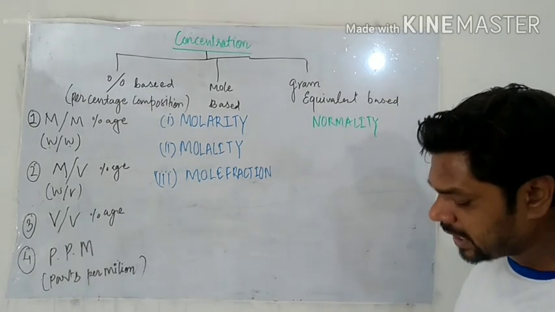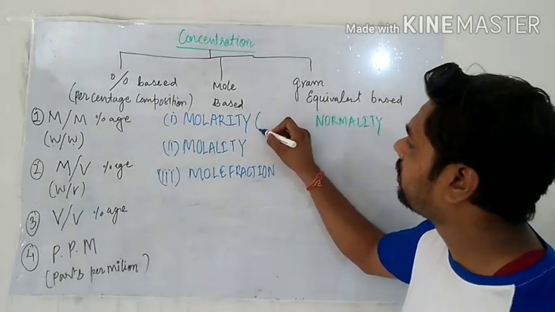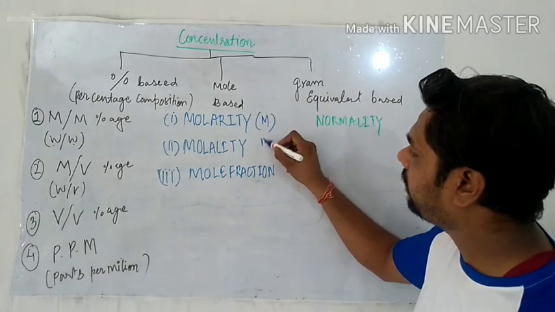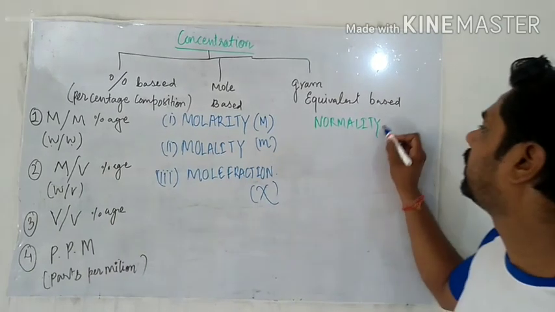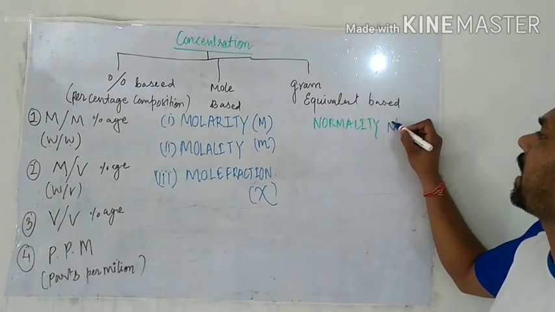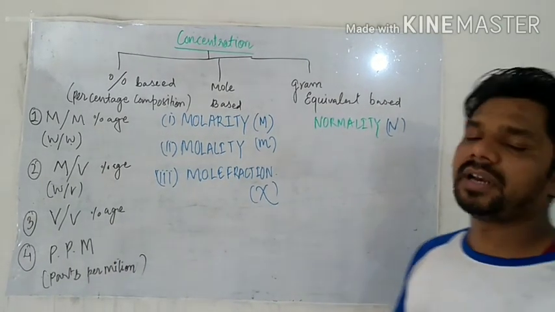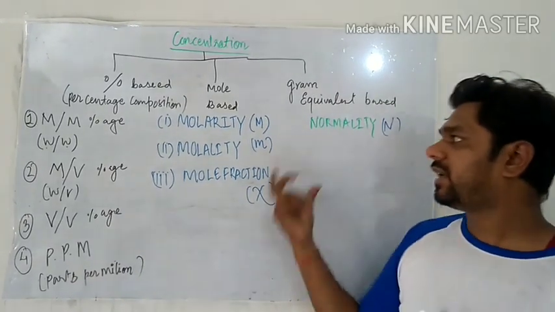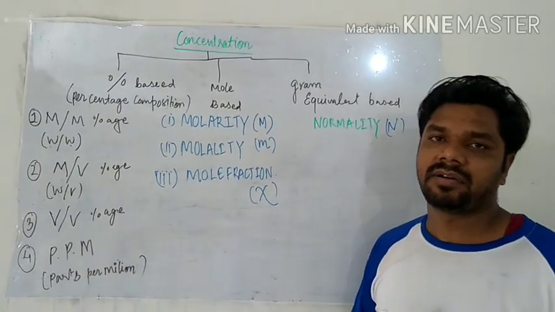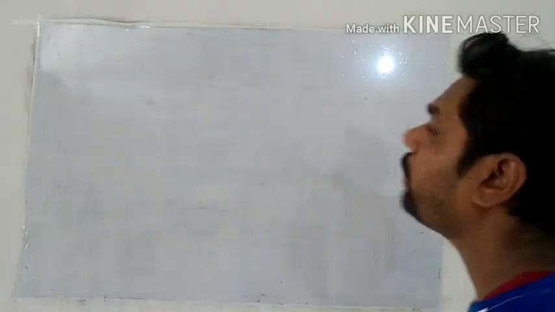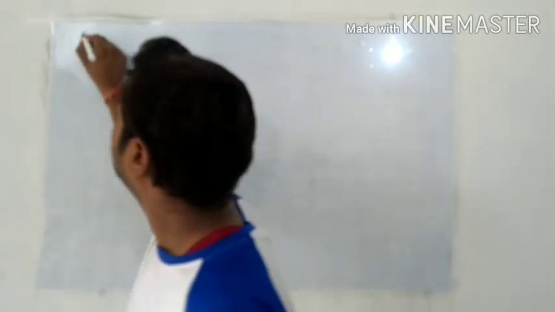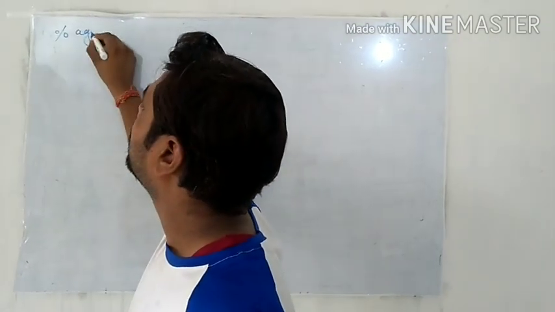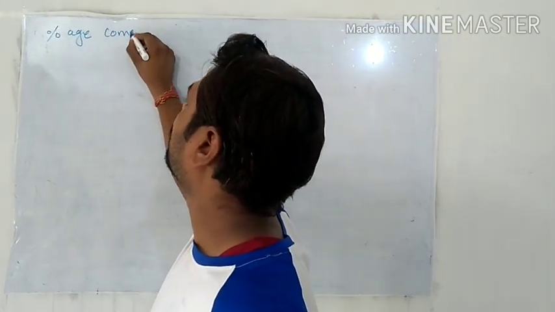Okay. It refers to the symbol capital M, small m, and it refers to the symbol chi. Normality refers to the symbol capital M. We will discuss in detail about these terms right now. Now we shall talk about percentage based composition, that is also known as percentage composition.